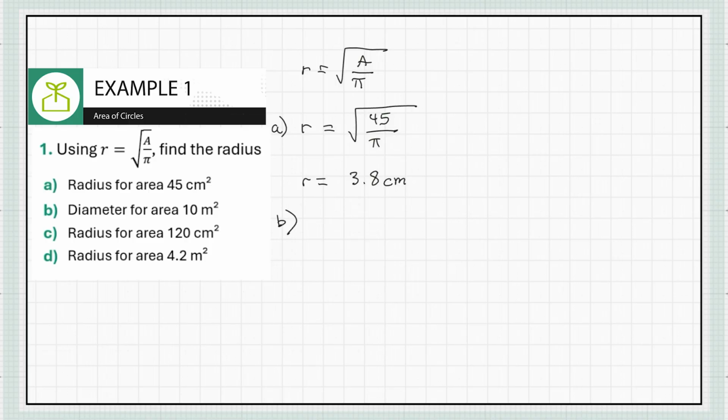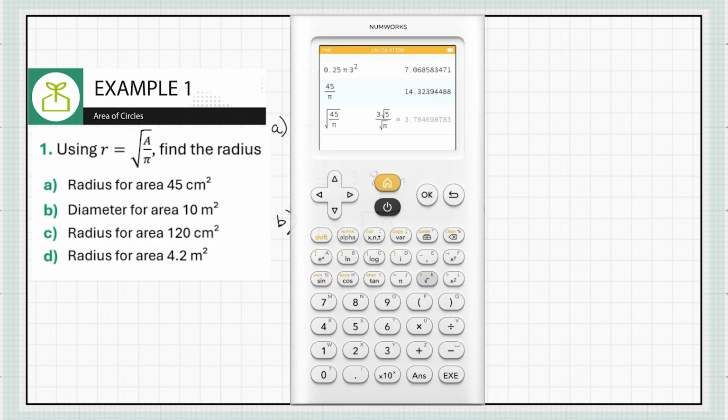For B, for us to find the diameter for an area of 10 meters squared. So starting out with the radius being equal to the square root of 10 divided by pi, and we'll solve for that first. So we can do the square root of 10 divided by pi, hit execute, and we get 1.78. Now, before we do anything else, remember this is our radius. And we don't actually want to do any rounding until we've finished our operations. So we'll round after we do our final operation.